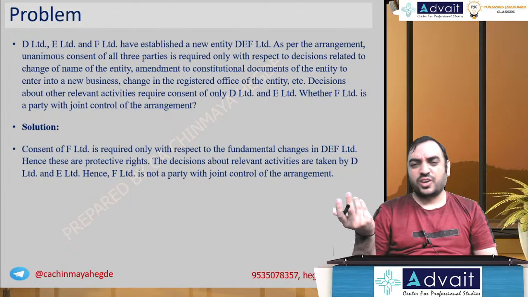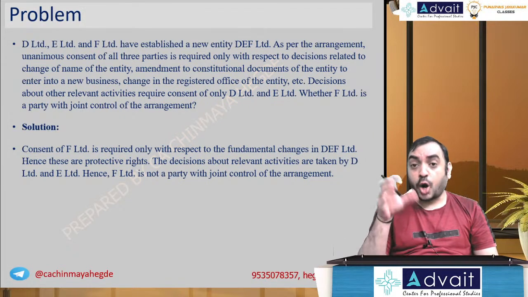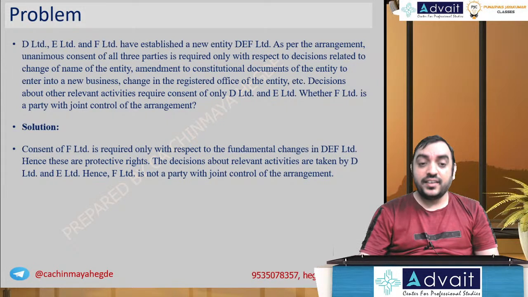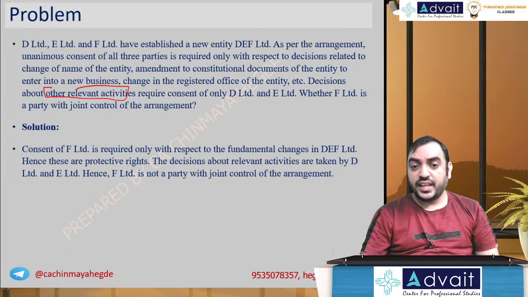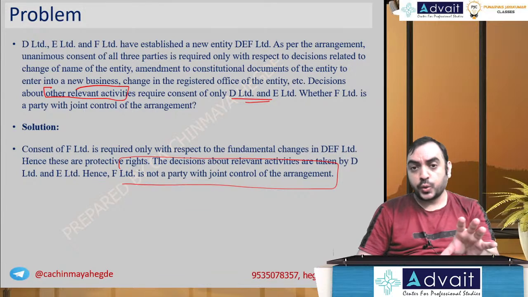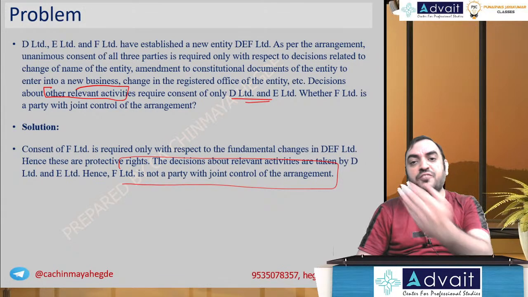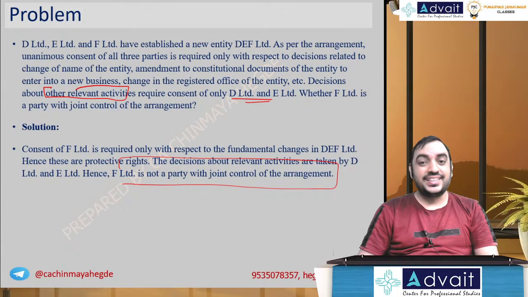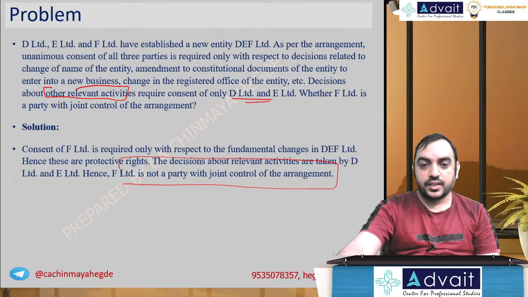Otherwise, F Limited is not required. Other relevant activities, operations, organization, other relevant activities require consent of D and E only. So F Limited is not a party to the joint control arrangement. So there is joint control, there is a joint arrangement, but F Limited is not a party to it because their consent is not required to make the decision about the relevant activities. Okay, next.